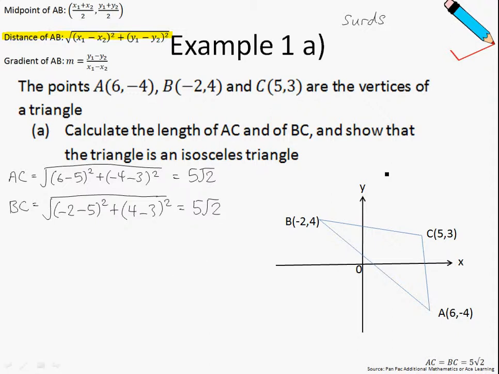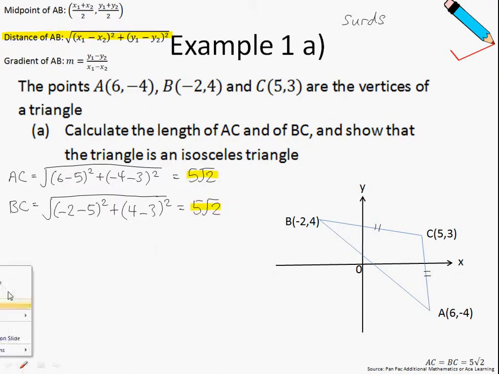Now, I want to show that the triangle is an isosceles triangle. Using our sketch over here, in order to show that the triangle is an isosceles triangle, I must show that the length BC should be equal to the length AC. So let's check if this is true. Why, yes, definitely, because AC is the same as BC.